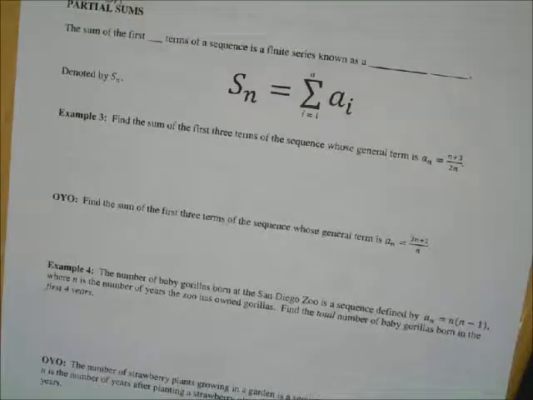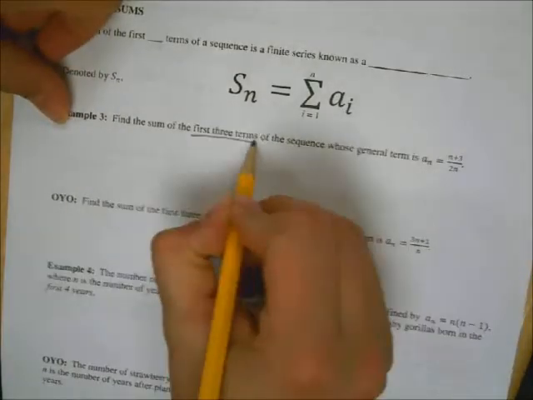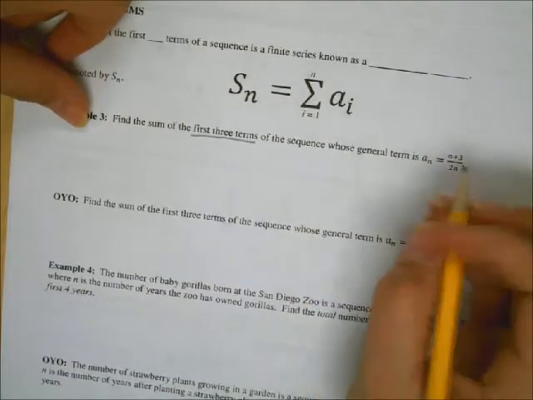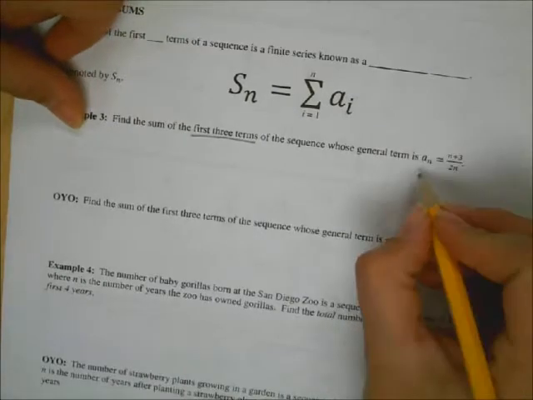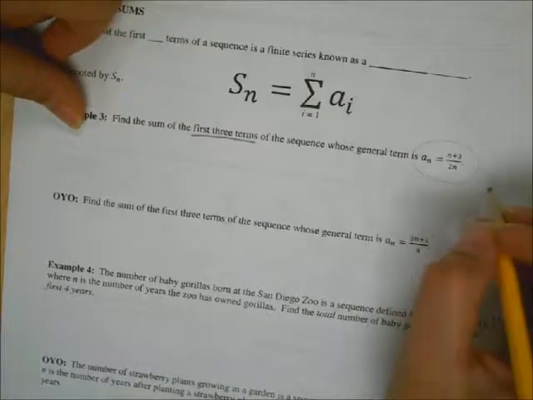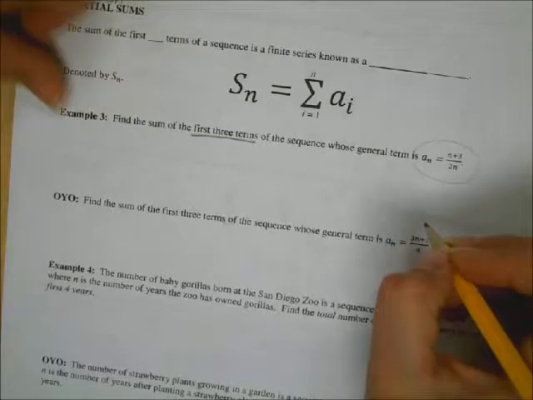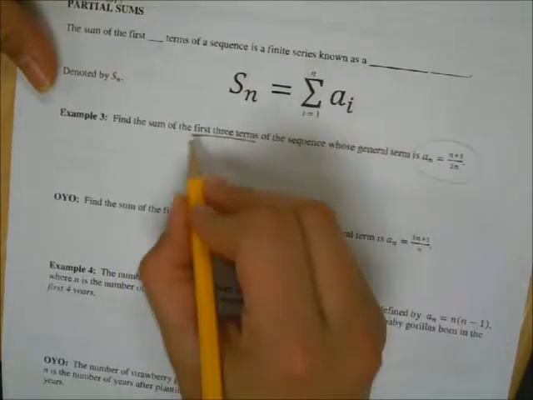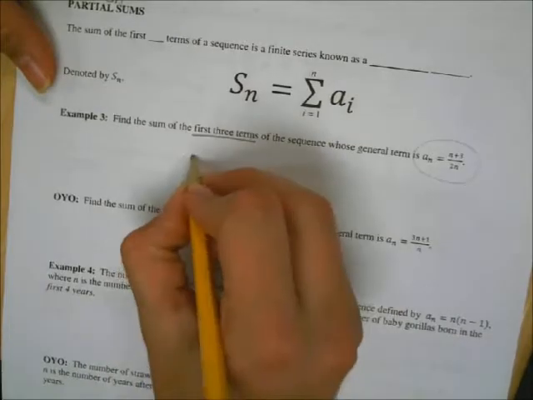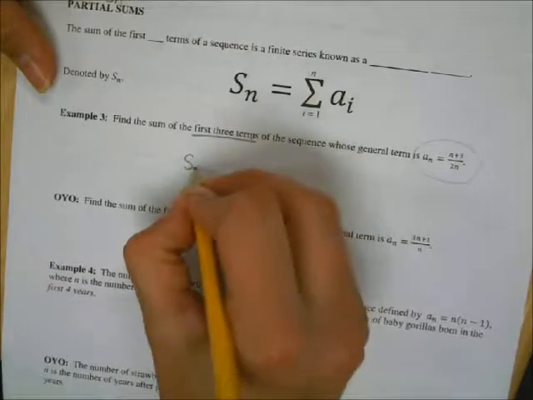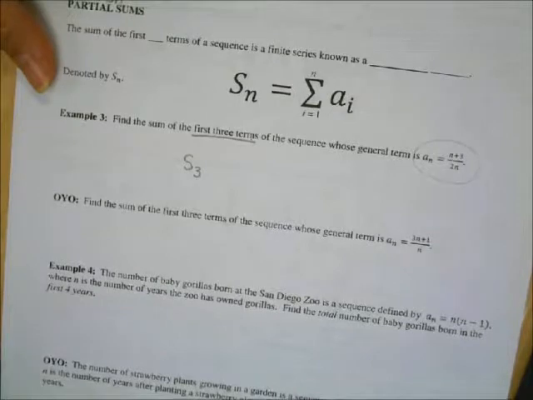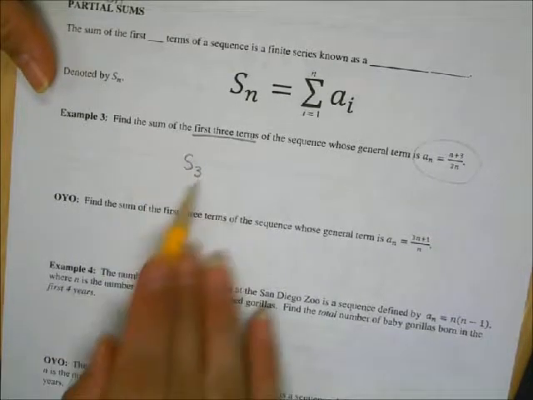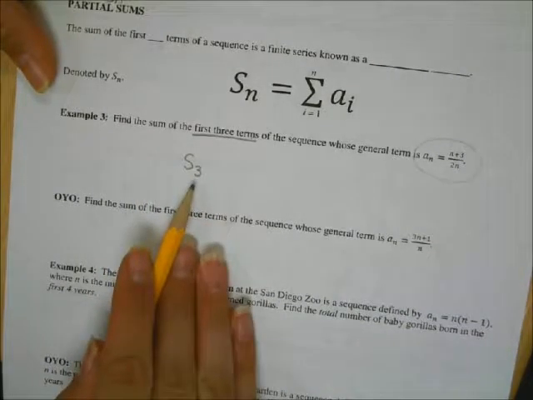Let's take a look at example 3. They want us to find the sum of the first three terms of the sequence whose general term is a sub n equals (n plus 3) over 2n. So the first three terms, you're looking at that partial sum of 3. That's what that means, the partial sum of the first three terms. That's what that S means.